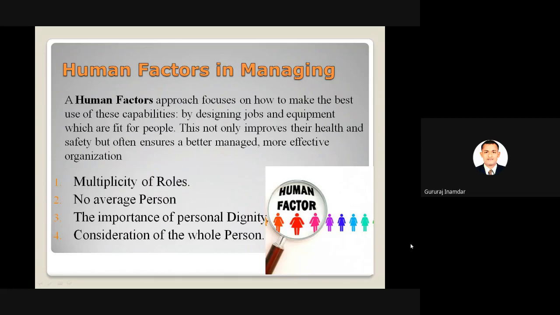Now those factors depend on designing jobs and equipment which are fit for people, as per the knowledge, the experience, and the behavior of any employee. They have to contribute or distribute the workload also, by designing jobs and equipment which are fit for people.